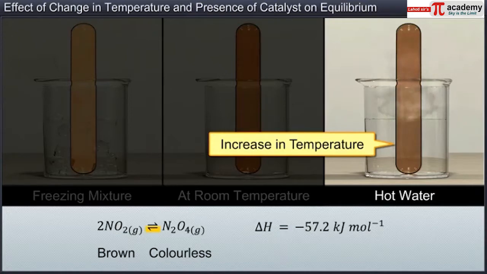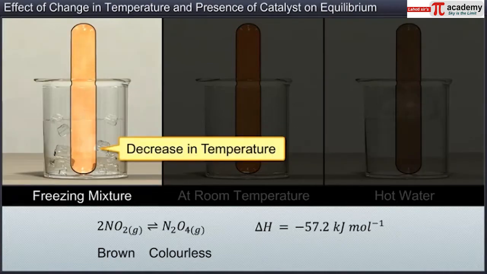Hence, the backward reaction of formation of NO2 occurs when the tube is placed in hot water. This is why you see that the brown color intensified in that tube. Lowering the temperature for an exothermic reaction favors the forward reaction. Hence, when the tube is placed in a freezing mixture, the forward reaction of NO2 dimerizing into N2O4 is favored. That is the reason why you see the tube turning pale.